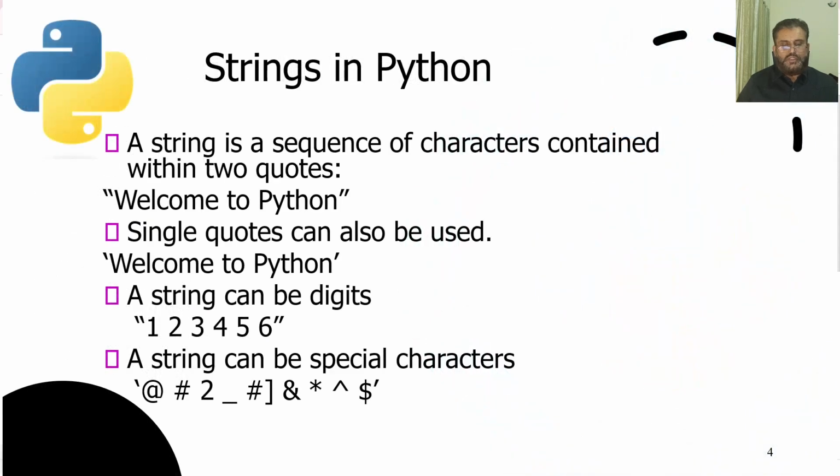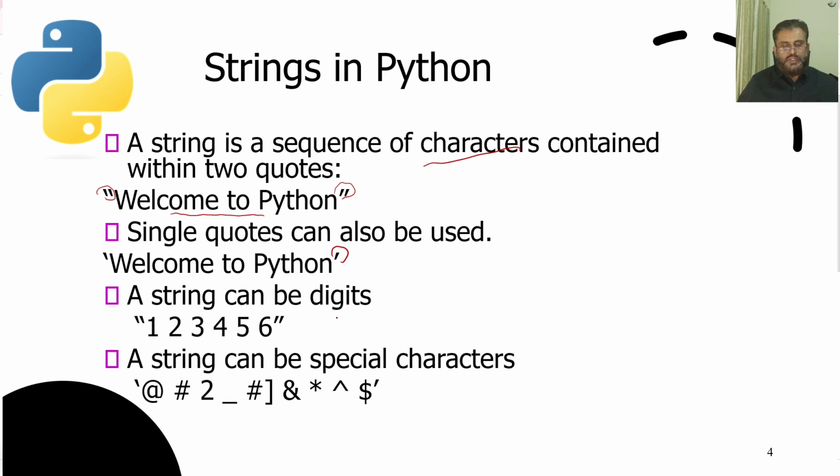So simply stated, a string is a sequence of characters contained within quotes. But quotes can be either double quotes or single quotes. So in this case, this "welcome to Python" is a valid Python string, and we can also have a string in single quotes. Python allows this, and this is also a valid Python string.